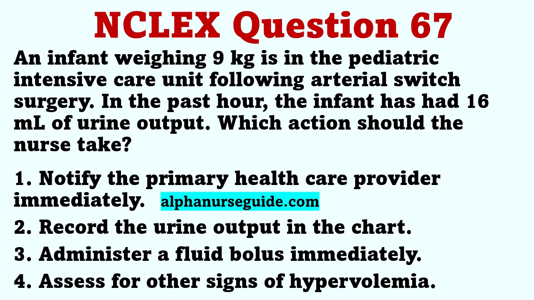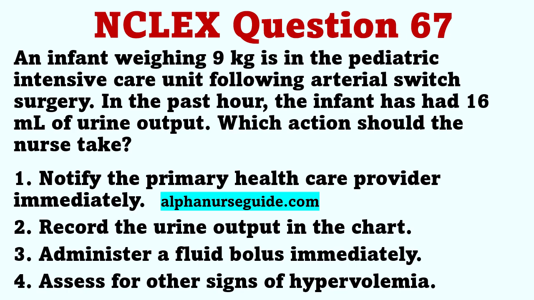An infant weighing 9 kilograms is in the pediatric intensive care unit following arterial switch surgery. In the past hour, the infant has had 16 milliliters of urine output. Which action should the nurse take? 1. Notify the primary healthcare provider immediately. 2. Record the urine output in the chart. 3. Administer a fluid bolus immediately. 4. Assess for other signs of hypervolemia.